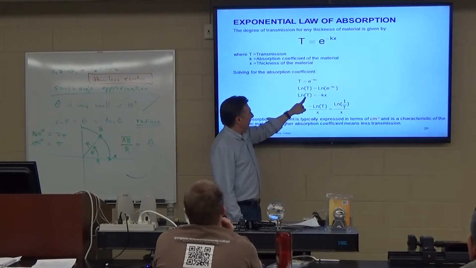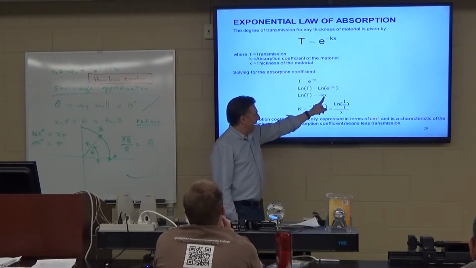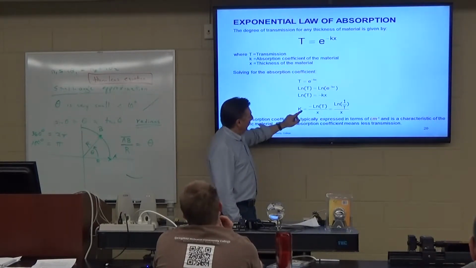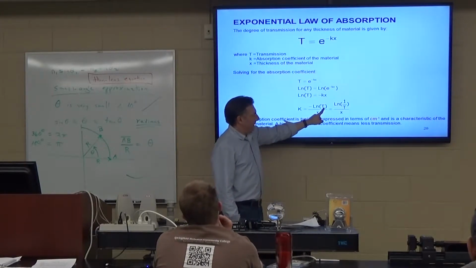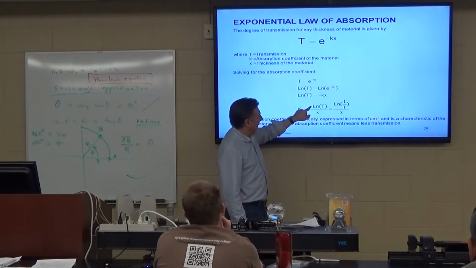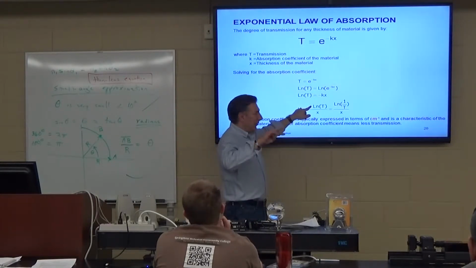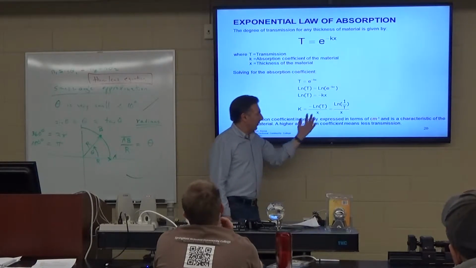So negative kx is equal to natural log of T, and you can just solve this algebraically by dividing both sides by negative x. So k becomes negative ln T divided by x. One of the properties of a logarithm is that if you take 1 over the number inside, the sign becomes positive, or vice versa. So we can rewrite this equation this way if you wanted to solve for it.